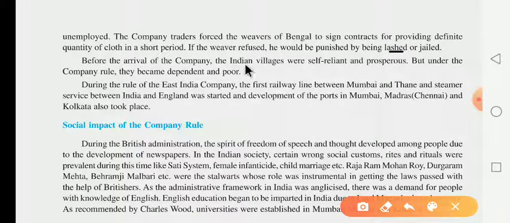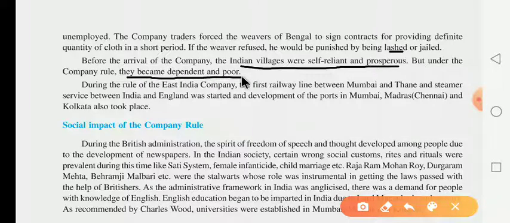Before the arrival of the company, the Indian villages were self-reliant and prosperous. What happened then? Before the East India Company arrived in India, our Indian villages were self-reliant. What was the meaning of self-reliant? It means Atmanirbhar, and prosperous means Samruddh, rich. But under the company rule, they became dependent and poor.